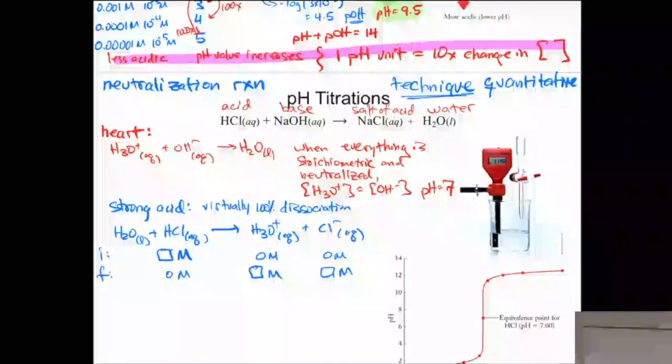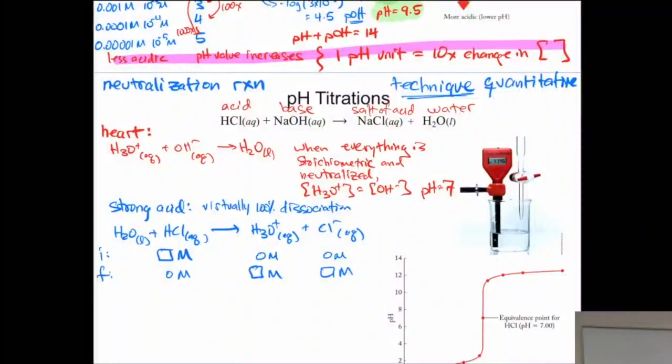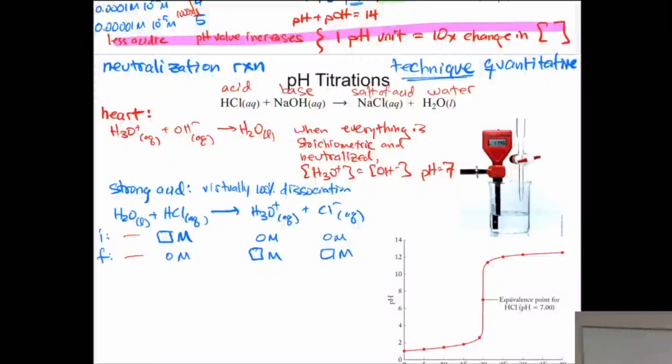But just to make sure you've been following along, why didn't I put anything here under H2O? Because it doesn't change. It's a liquid. So we're not concerned. Nothing's changing. Initial, final, it's the same. So let's just put a line. We don't need that. So whatever concentration we start with, all of that goes into the hydronium ion concentration.